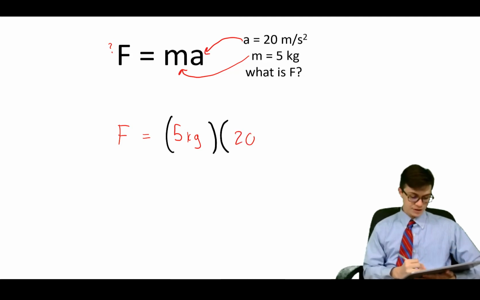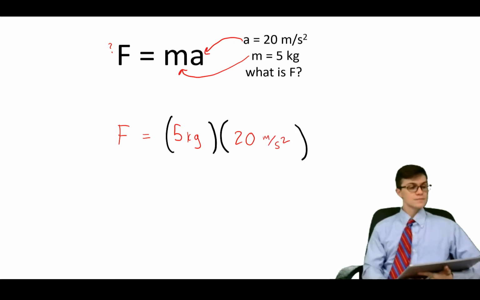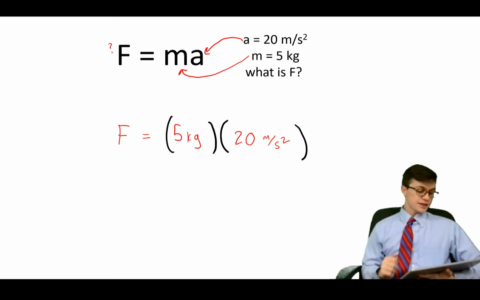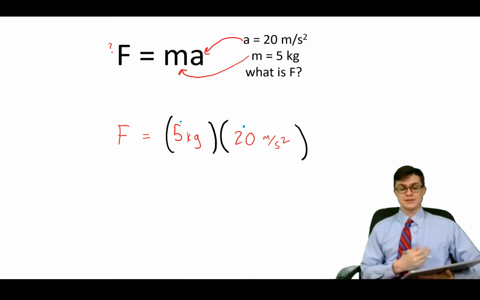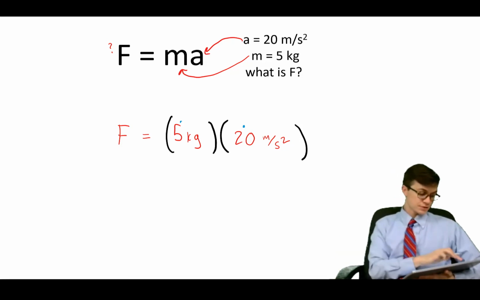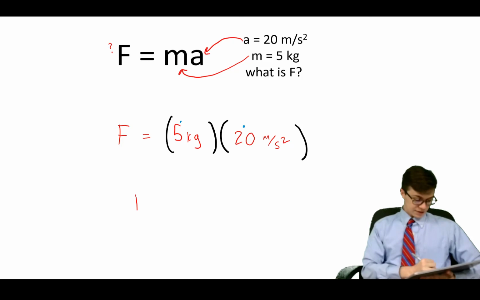And that seems weird that you have meters divided by seconds squared, but it's just a unit, don't worry about it. So what you do is you're going to take all the numbers, that's the 5 and the 20, and you're just going to multiply them together, because that's what's supposed to happen. So you do 5 times 20, and that just gives you the answer. So 5 times 20 is 100. So you get that the force is equal to 100.